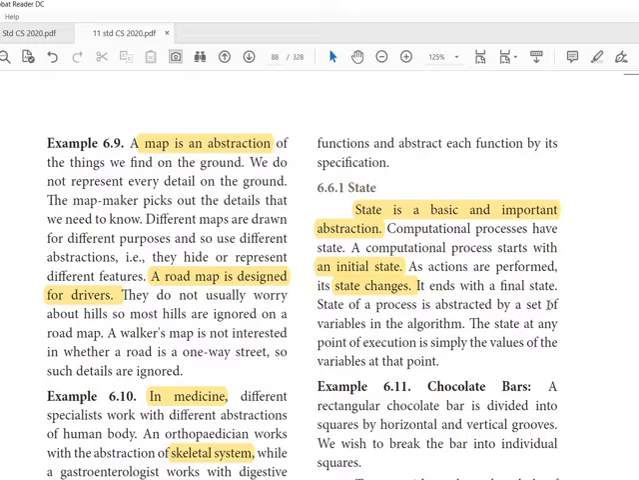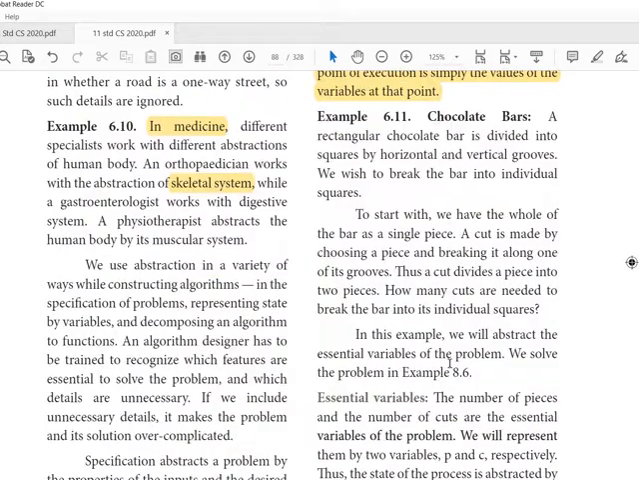State of the process is abstracted by a set of variables in the algorithm. The state at any point of execution is simply the value of the variables at that point. So it's a 2 mark question. State at any point of execution is simply the values of the variables at that point. So in each process, the state of the variables changes.